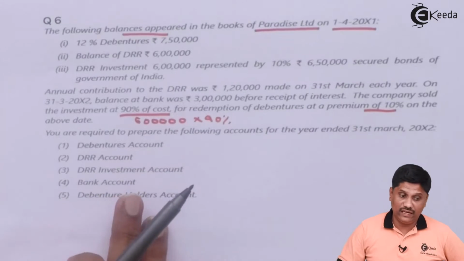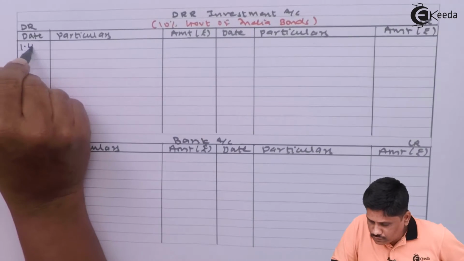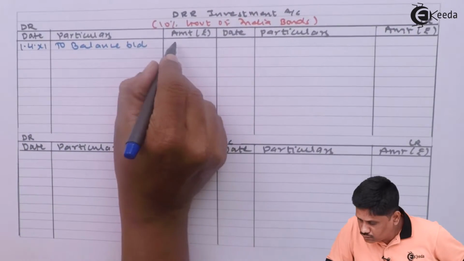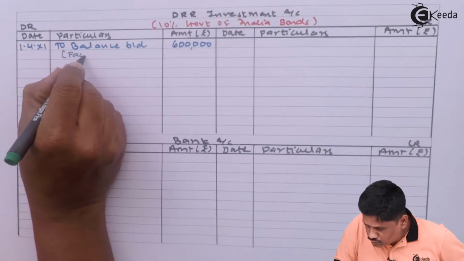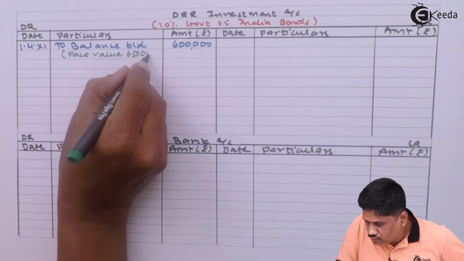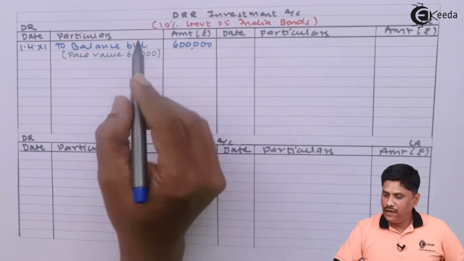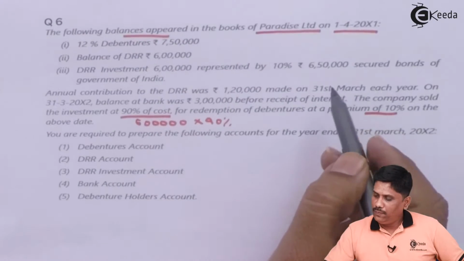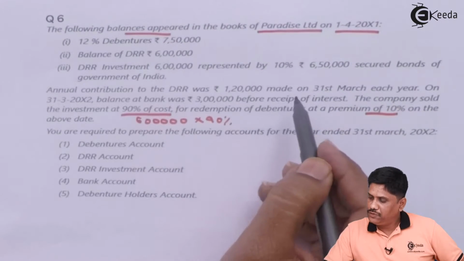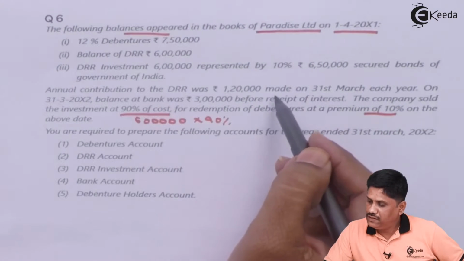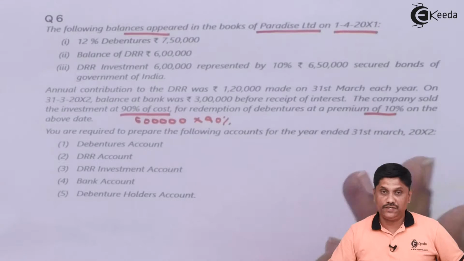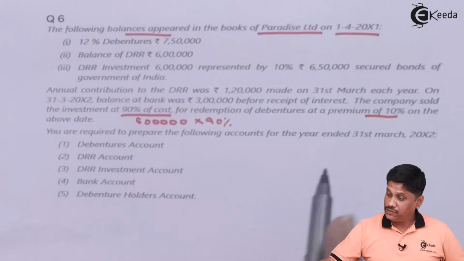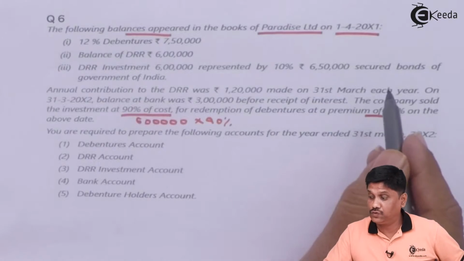What is its face value? 6,50,000. Only for our knowledge I have written here that my face value is 6,50,000. Annual appropriation and contribution to DRR was to be made is 1,20,000 on 31st March every year. So DRR account will be created on 31st March X1, sorry X2, it will be credited on 31st March X2.